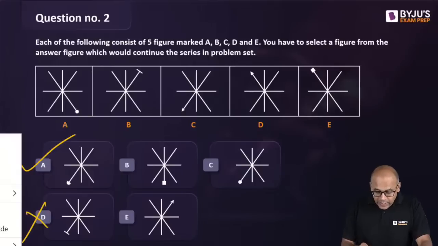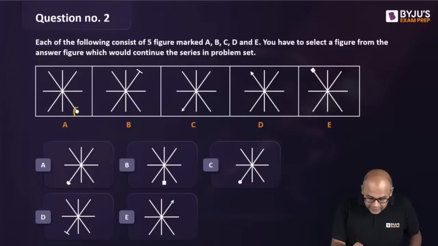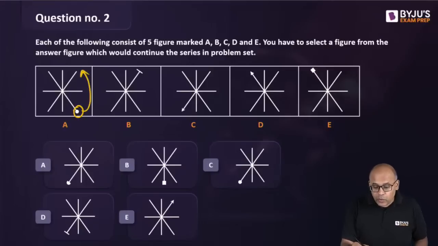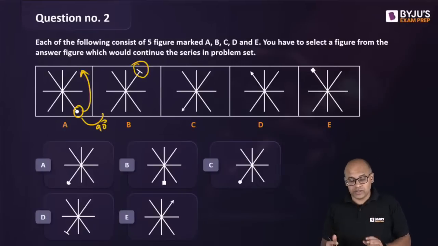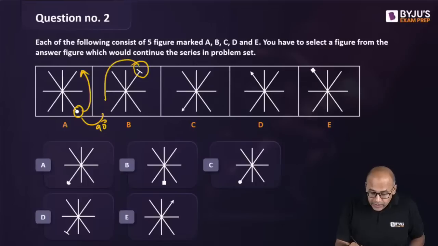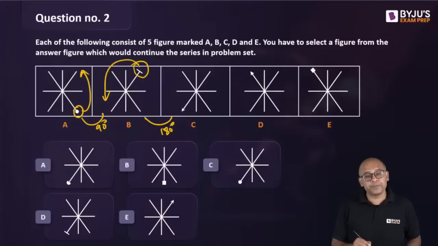Okay, let's go ahead and take a look at it. Now if you notice, this is the first. Now you are going from here to here. So this is what changed? This is 90 degrees. This is a 90-degree change. And the symbol has changed. The symbol changed. Then you are going from here to here. So what is the degree change? From here to here, it is 180 degrees.